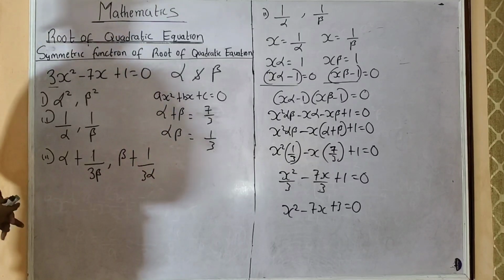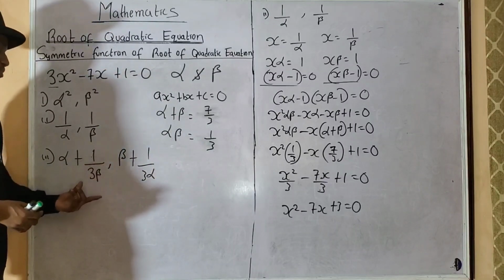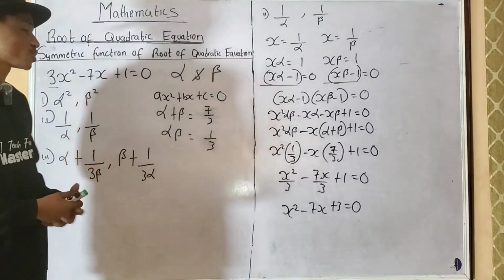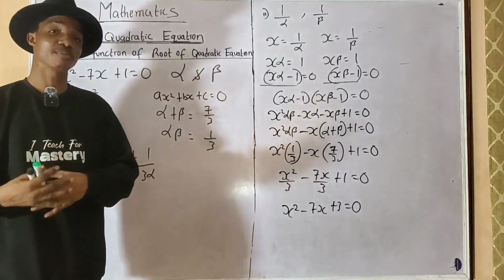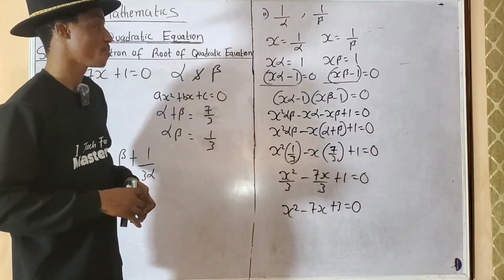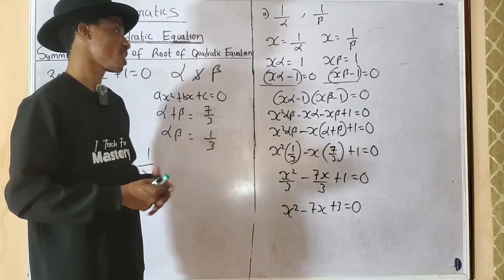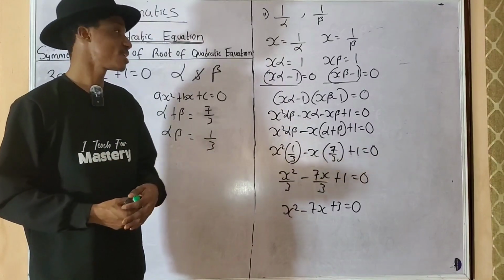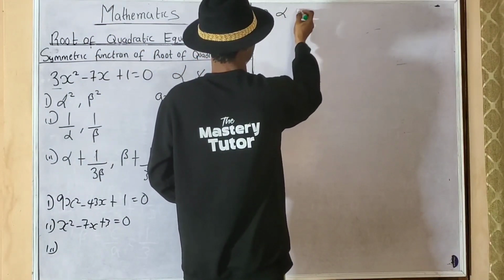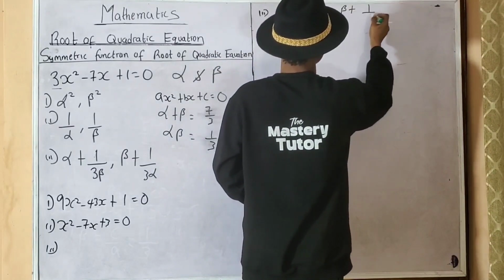We are asked to obtain the quadratic equation whose first root is alpha plus 1 over 3 beta, and the second root is beta plus 1 over 3 alpha. How will you approach this question? You can use the first method or the second method that I taught you. Are you getting it? Depending on the one that you know. I made it simple enough to help you to understand. You don't have to cram. Just understand the principle. Are you getting it? Let me write out the roots. The first root is alpha plus 1 over 3 beta, and the second is beta plus 1 over 3 alpha.